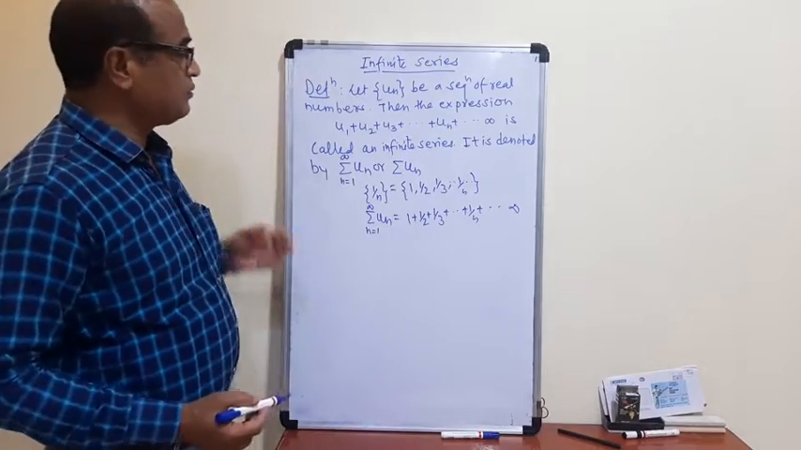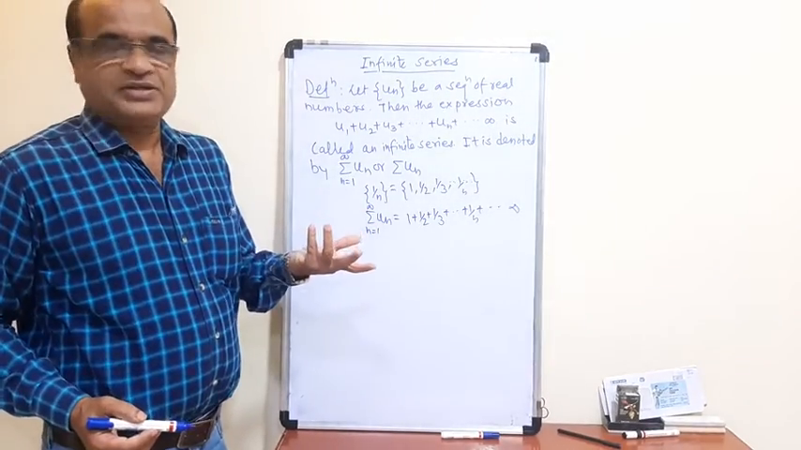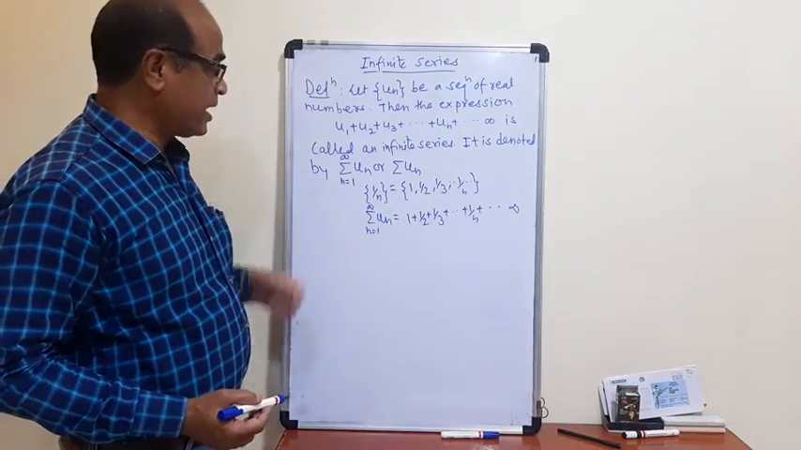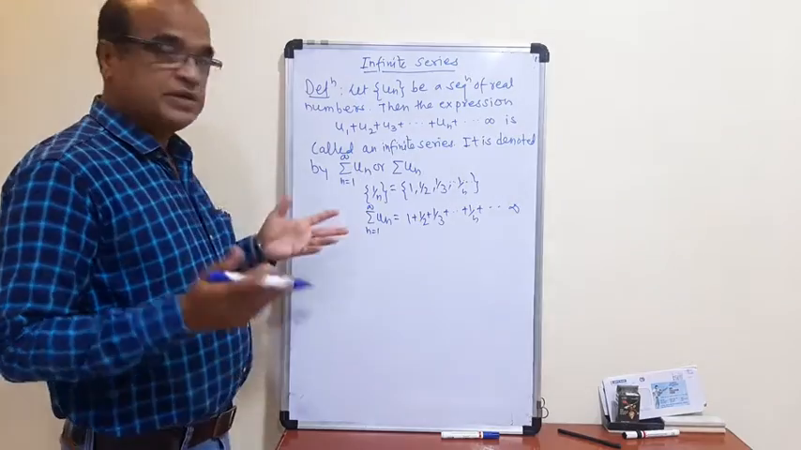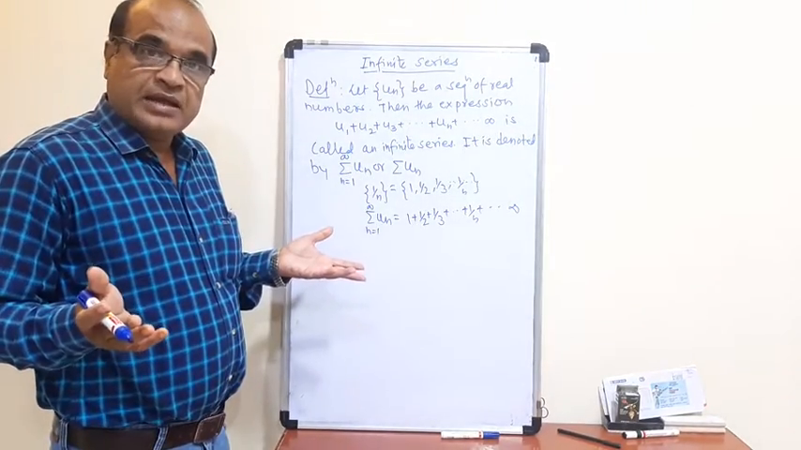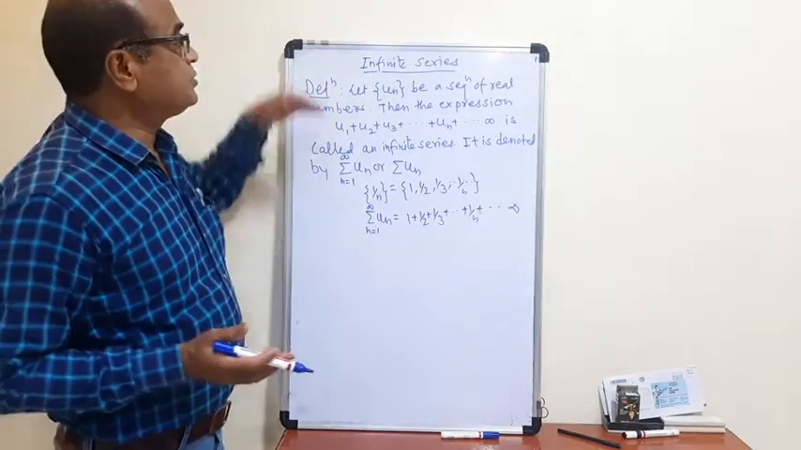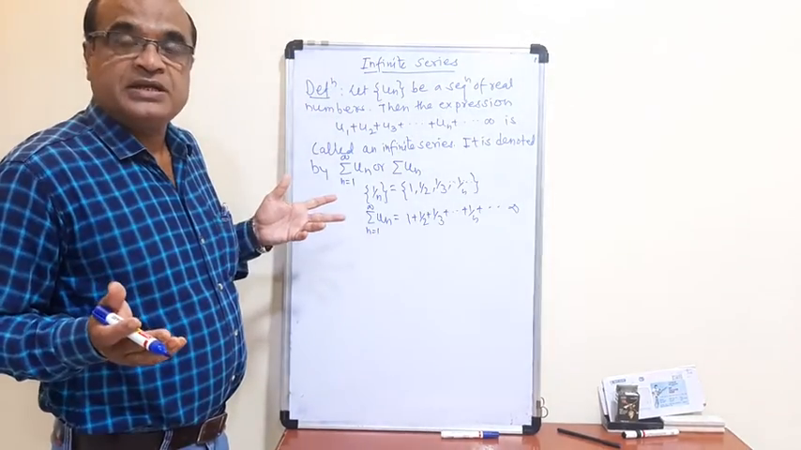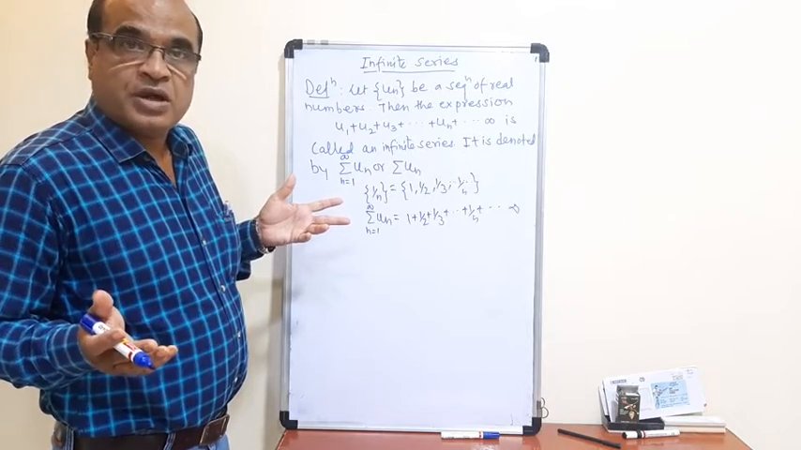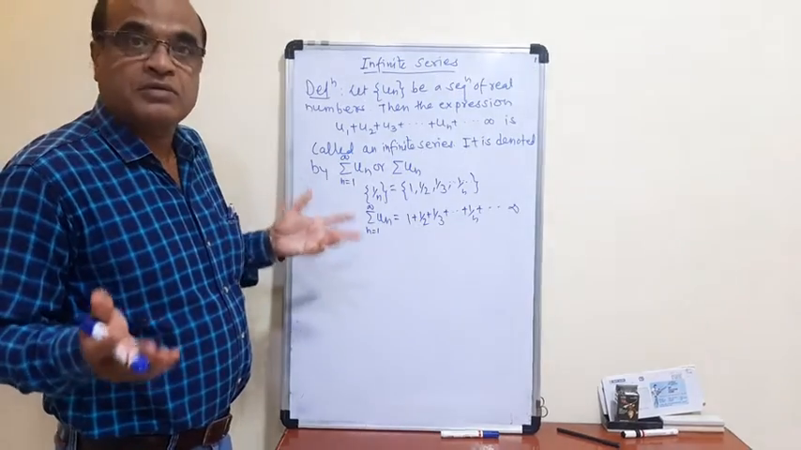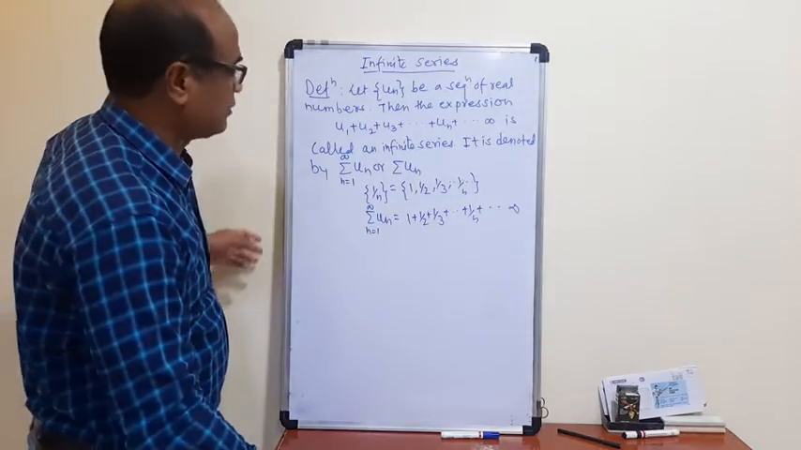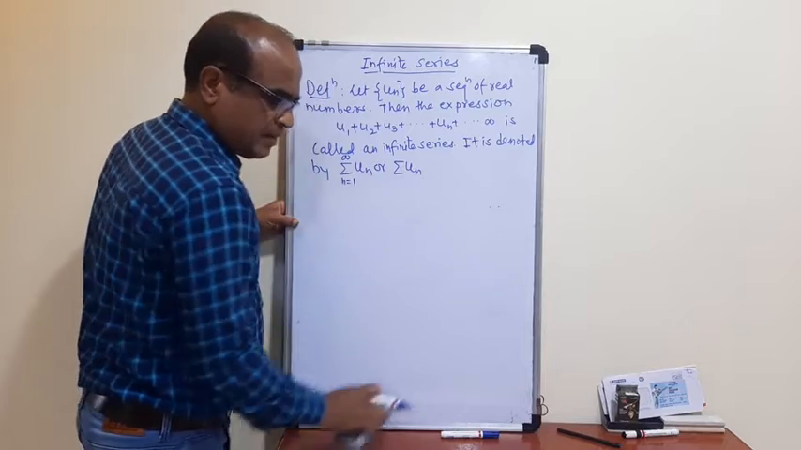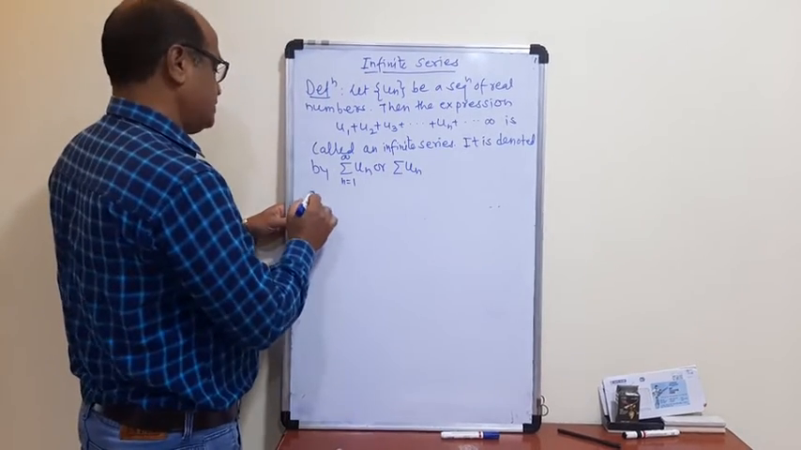So what is the convergence of this infinite series? We understand here the definition of an infinite series, a very simple definition. We studied the sequence and the convergence of a sequence. By using a sequence, we create the infinite series. The next part is the convergence of the infinite series. So what is the partial sum of the series?